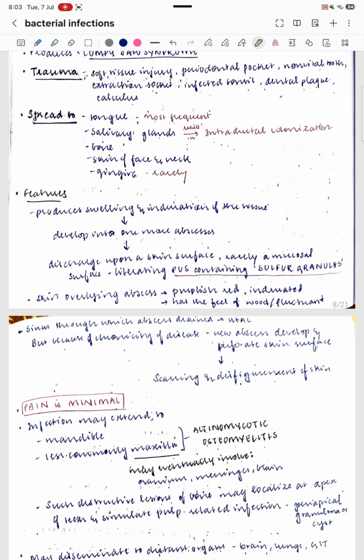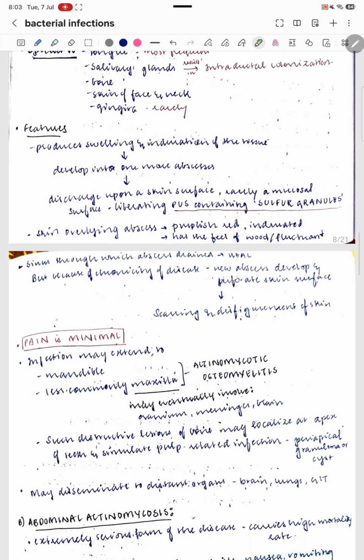It spreads to the salivary glands from the tongue, then to the bone. It's not like a fixed pathway. It can spread to the tongue, salivary glands, bone, skin and face. Gingiva is rarely involved.